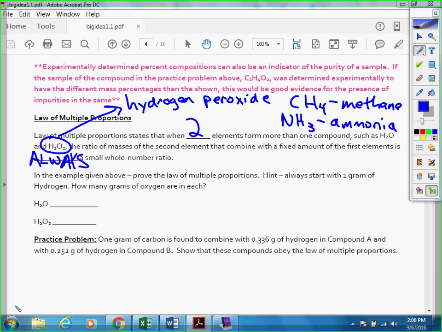What is the mass in the above example? Prove the law of multiple proportions. Start with 1 gram of hydrogen. How many grams of oxygen are in here? How many grams? What do you get? You have to do the math. You gotta do a little bit of math. I heard it. All right, 8. How'd you get 8?